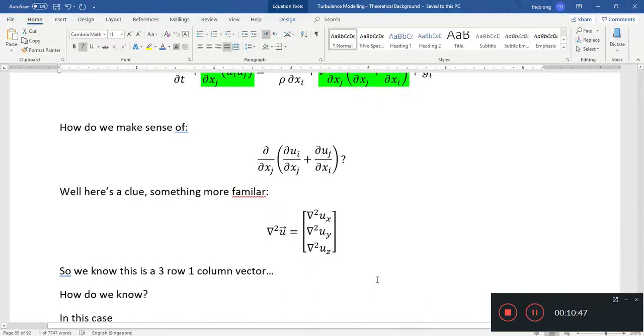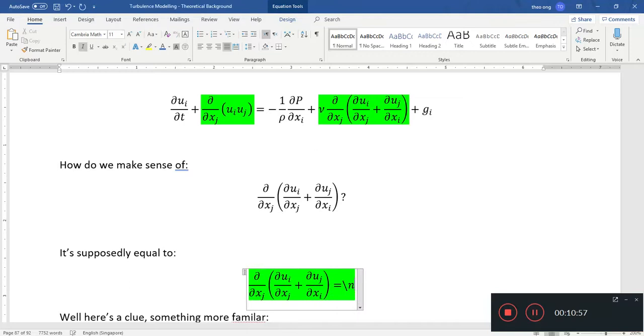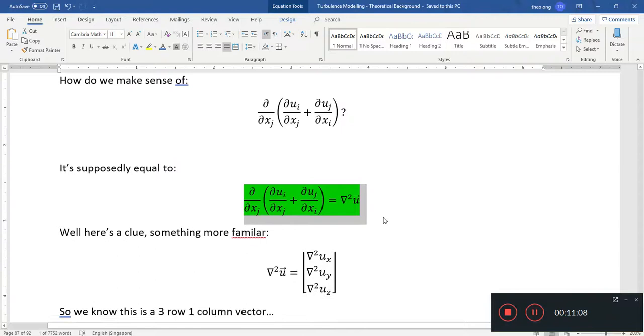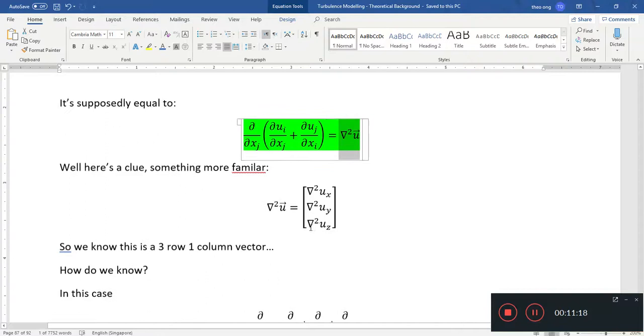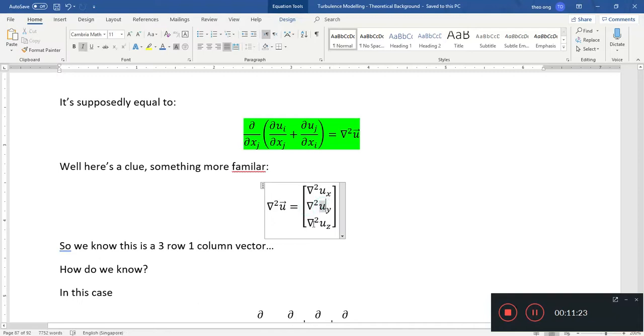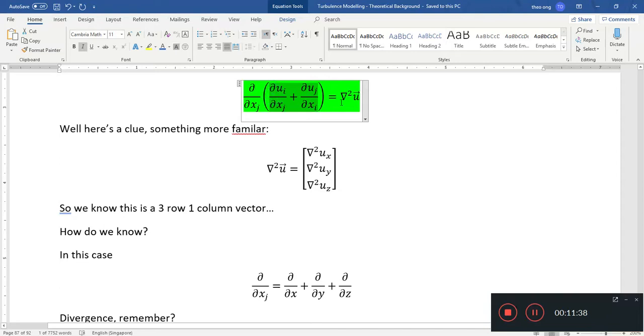So this is what we usually find in our Navier-Stokes equation. This is something we're not that familiar with. This is something we're more familiar with. And what is this actually? It's very easy to write out. So it's nabla squared of ux, nabla squared of uy, nabla squared of uz. So this is a three-row, one-column vector, one for each direction x, y, and z. So how does this term reduce into this? Because this one looks like a tensor, but this one looks like a vector. How do we know?